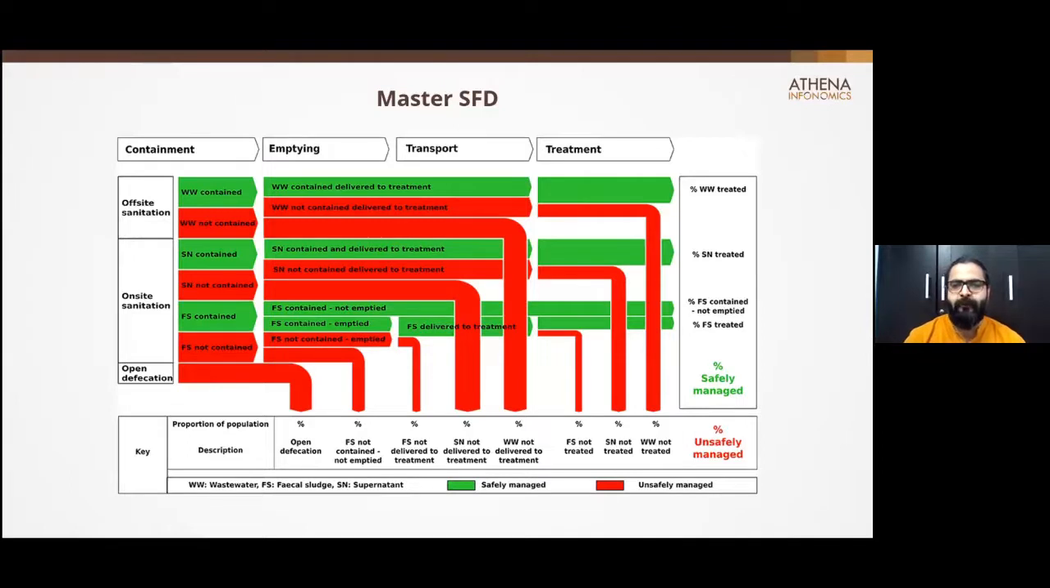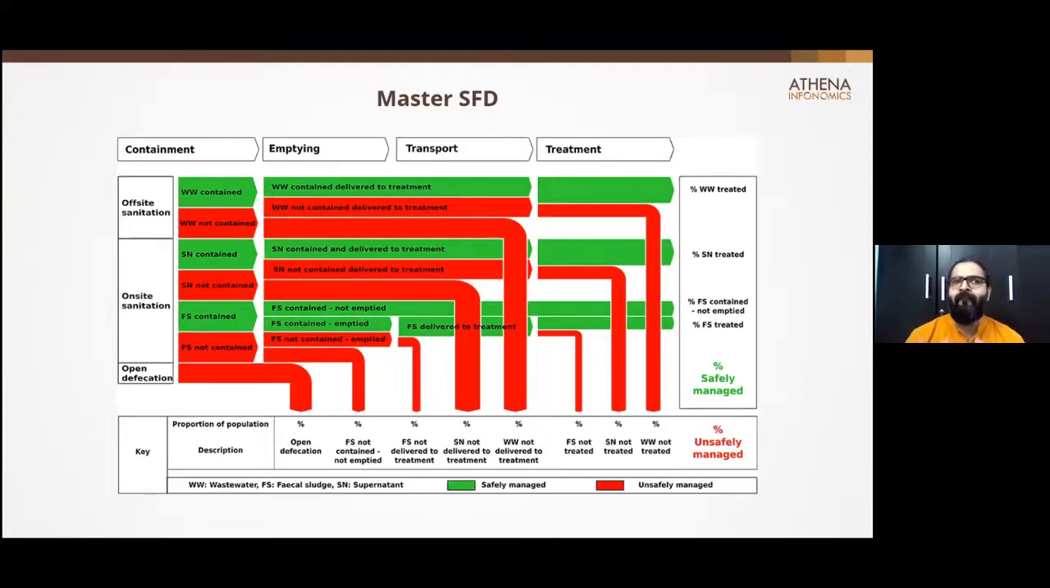So you can see there is WW, which is wastewater, of course, and wastewater will always originate from an off-site sanitation system. Okay. Now we are trying to understand from the SFD point of view. Similarly, from an on-site system, there can be two products. Like a septic tank, there is an overflow, which is effluent or a supernatant, which you can see on the master SFD, I hope everybody can see. It's called SN, supernatant. And there is fecal sludge.